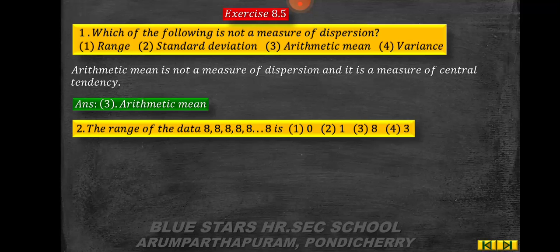Question number 2, the range of the data 8, 8, 8 up to 8 is option 1, 0, option 2, 1, option 3, 8, option 4, 3. We know range is equal to largest value minus smallest value, that is L minus S, which is equal to 8 minus 8. The range is 0. So the correct answer is option 1, 0.